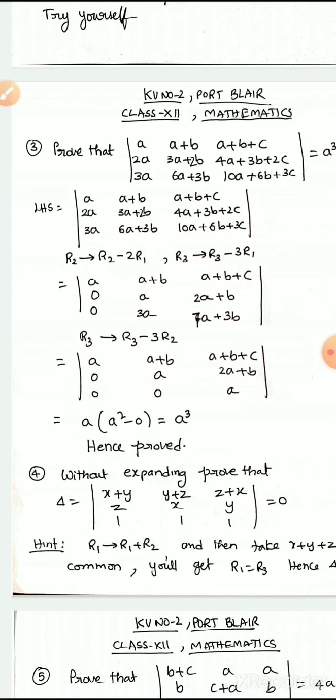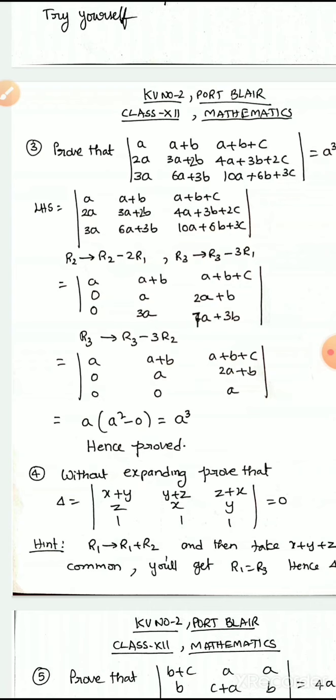After applying the operation R2 as R2 minus 2R1, row 2 can be obtained as 0, a, 2a plus b. Row 3 can be obtained as 0, 3a, 7a plus 3b. You can calculate 2a minus 2a is 0. I am explaining how row 2 is changing. Look at the question and look at the operation R2 minus 2R1 and how it is going to happen. 2a minus 2a.